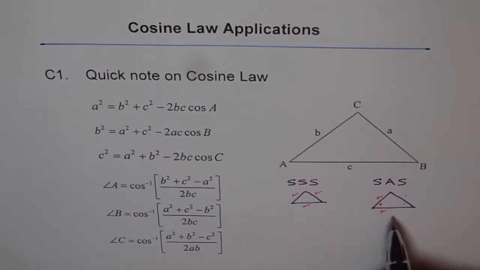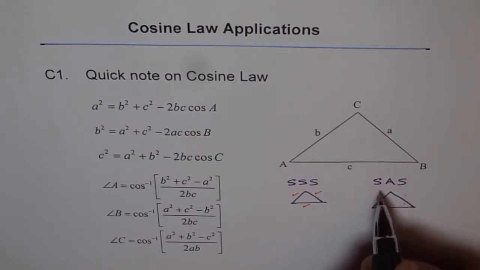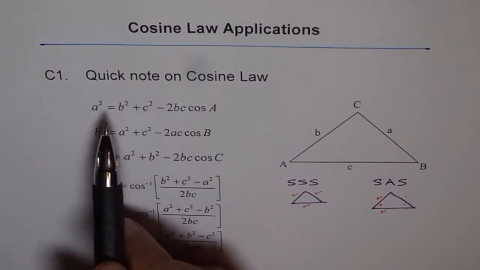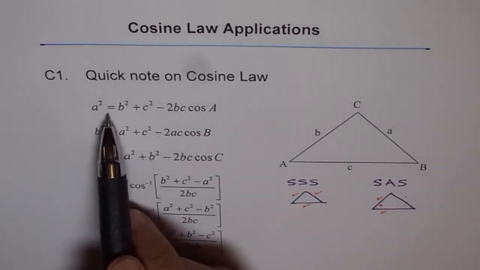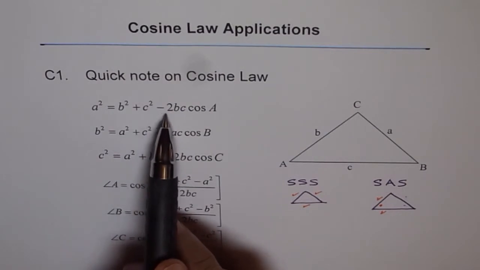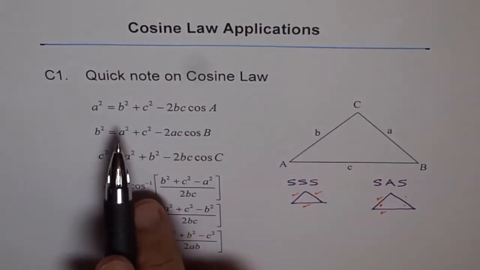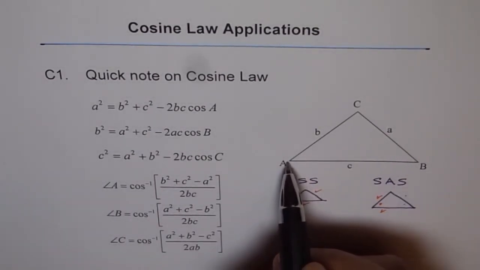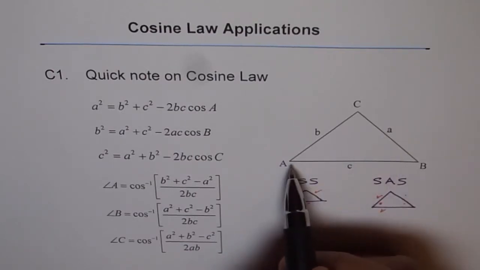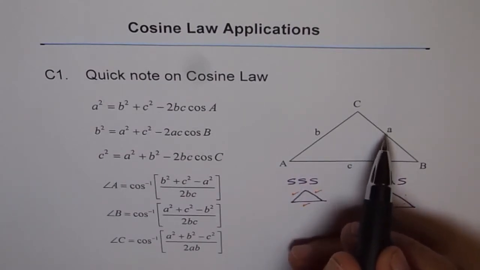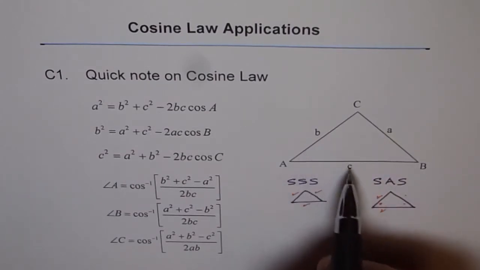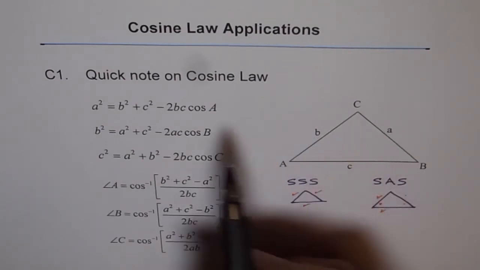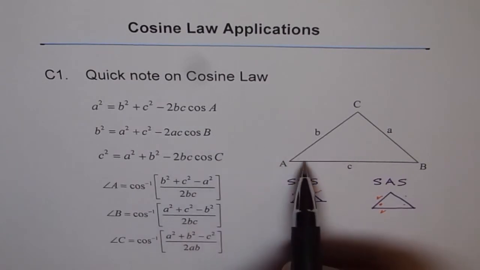So the first step in these cases is to use cosine law to find one of the sides. To find the side, we can use this formula: a square equals b square plus c square minus 2bc cos A. This formula is very straightforward. If you're at the vertex A and you want to find the side opposite to the vertex A, then the formula says square these two sides, add them up, and take away 2 times the product times cos of this angle, correct?